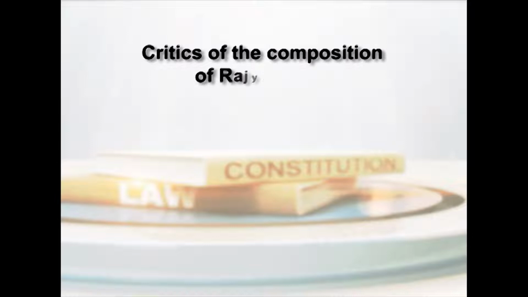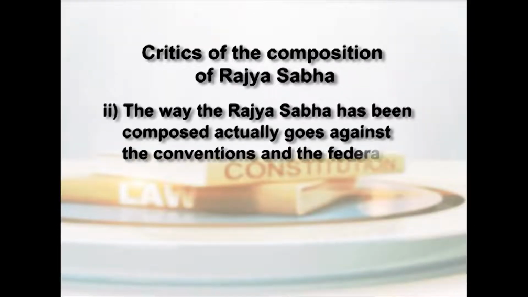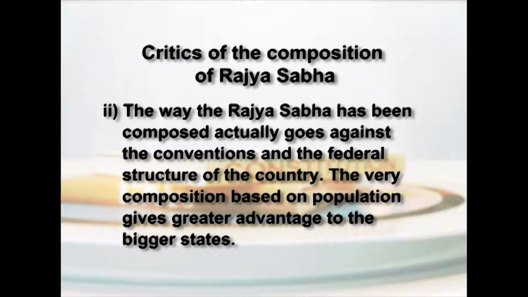Now, so far as the composition is concerned, the way it has been composed has been subjected to severe criticism. First of all, it has been pointed out that the nominated members are likely to show their allegiance more towards the center instead of representing the states, and this will tilt the balance of power at crucial moments of division. Secondly, it has been pointed out that the way the Rajya Sabha has been composed goes against the conventions and the federal structure of the country.